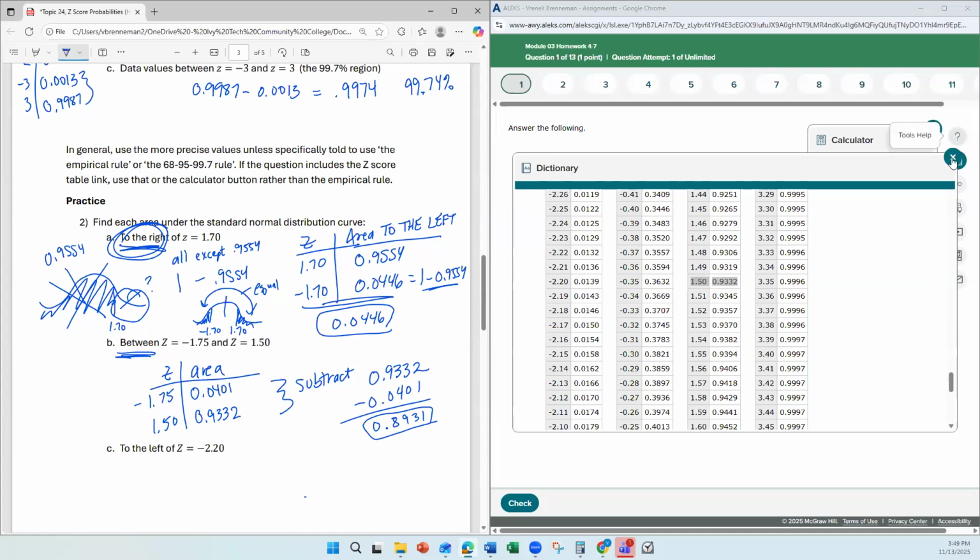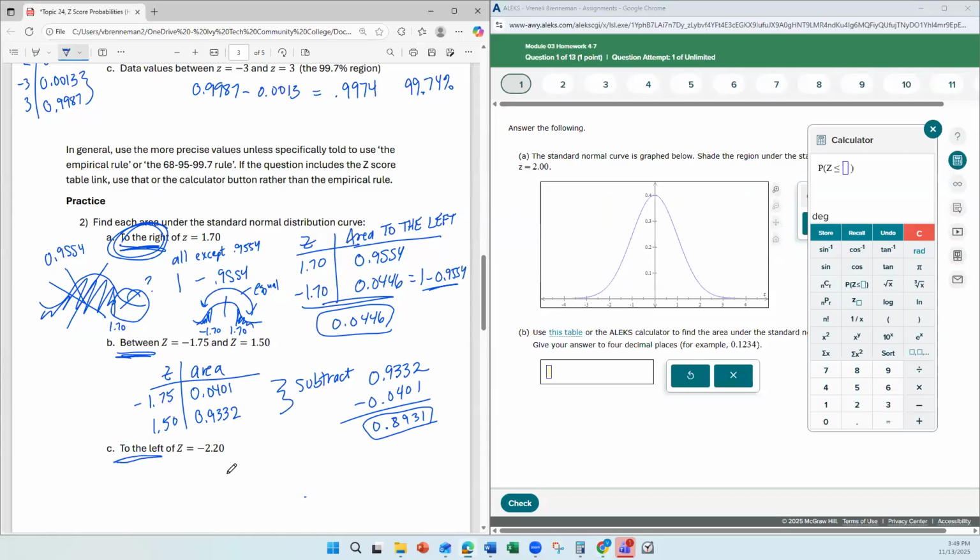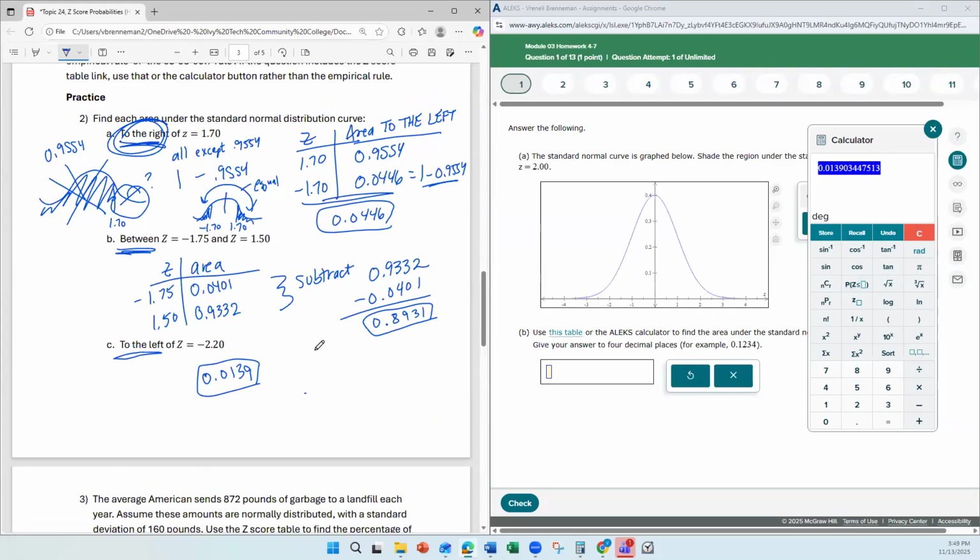All right, and then just for fun to show you the other way you can do this, for the area to the left of z equals negative 2.20, you can just directly look it up on the table. You don't need to do any extra stuff, but I can also go here, use this P(z is less than or equal to) button, type in the negative 2.20, and now I have to do the rounding myself. It's 0.0139, 4 decimal places. Next digit's a 0, so I don't need to round up. So that's finding the area when you're given the z-score. You have to pay attention not just to the z-score, but the words that tell you what area you're actually looking for.